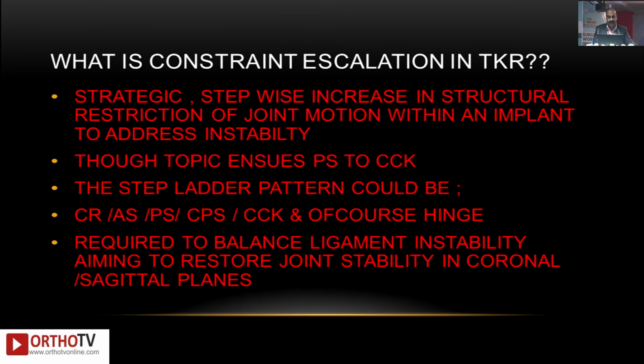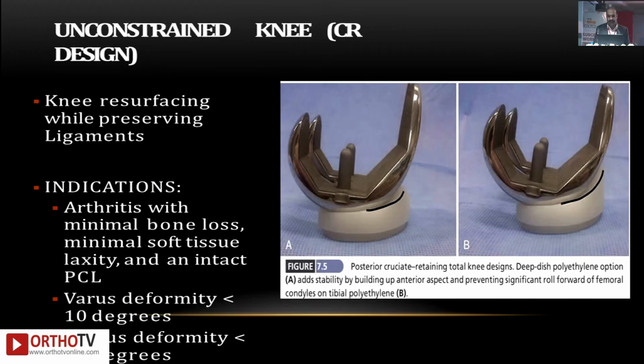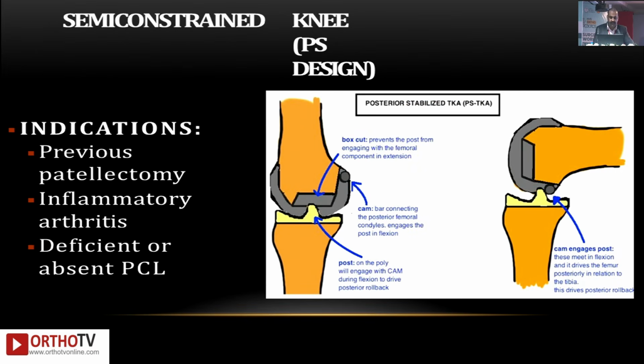It is required to balance the ligament instability, aiming to restore a stable joint in the coronal and sagittal planes. I'm not going to go into the detail of the designs. These are the unconstrained knees that everybody else, including us, is doing. The CR design: on your left side is the routine one, and the other side is the deep dish. And the advantages of the CR, I'm not going to go into.